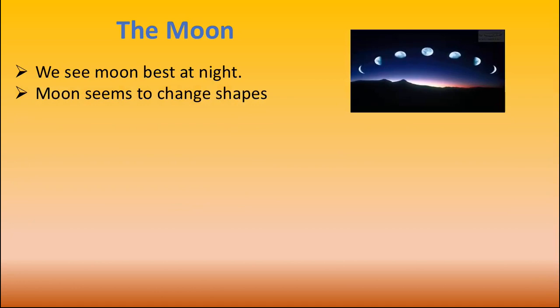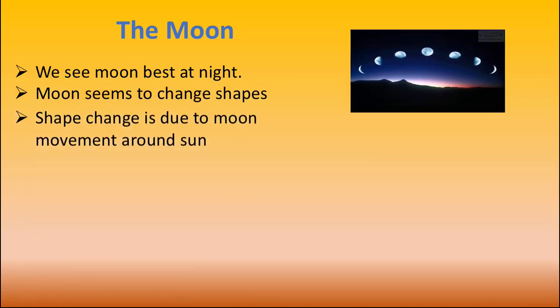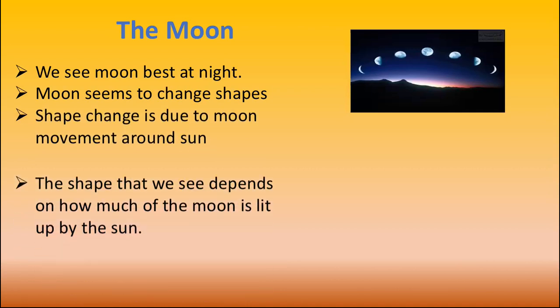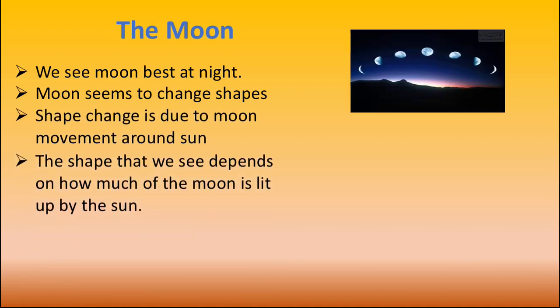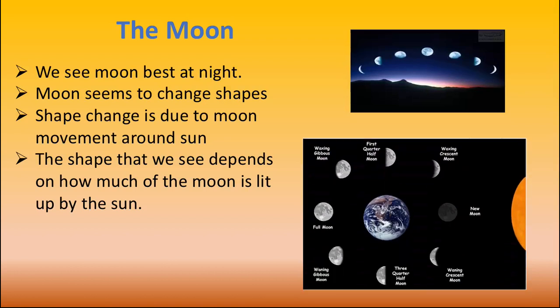What's actually happening is that from our spot on Earth, we see different parts of the moon lit up by the sun as the moon travels in its orbit. The shape change is due to the moon's movement around the earth. The shape that we see depends on how much of the moon is lit up by the sun. As the moon travels around the earth, different parts of it are lit up by the sun.